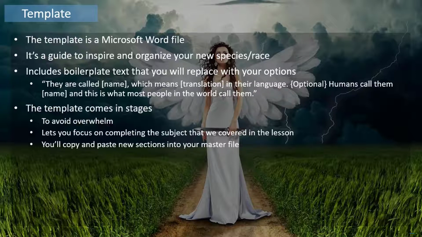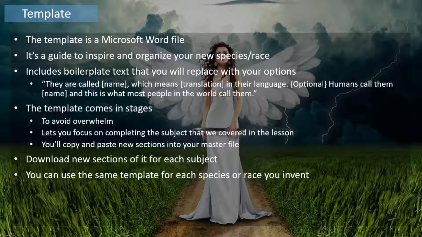Each time there's a new section to download and add to your file, I will tell you this in the lesson. Also, there's one housekeeping thing on this. In some of the lessons, I mentioned in the video that you can download the file from the page where you are watching the video lesson, but I have since restructured the pages and you actually download it from the lesson titled Assignment. This is found in each section. I think you'll find this self-explanatory, but reach out to me if you get confused. You will end up downloading the new section for each subject, and then you can use the same template for each species or race that you invent.